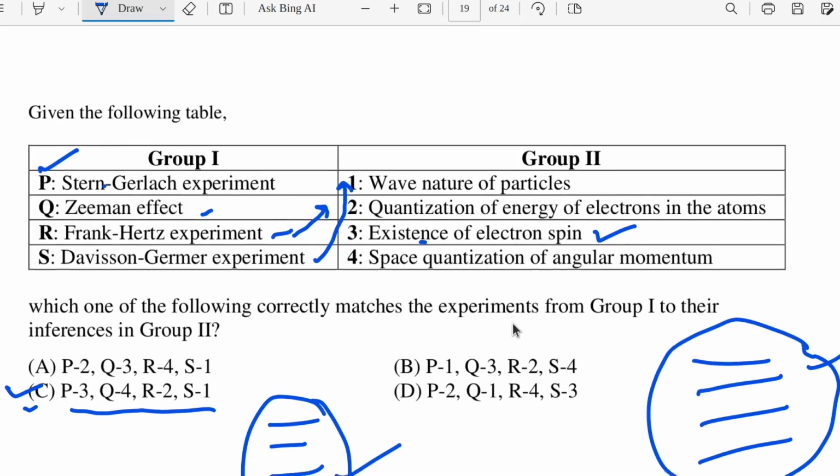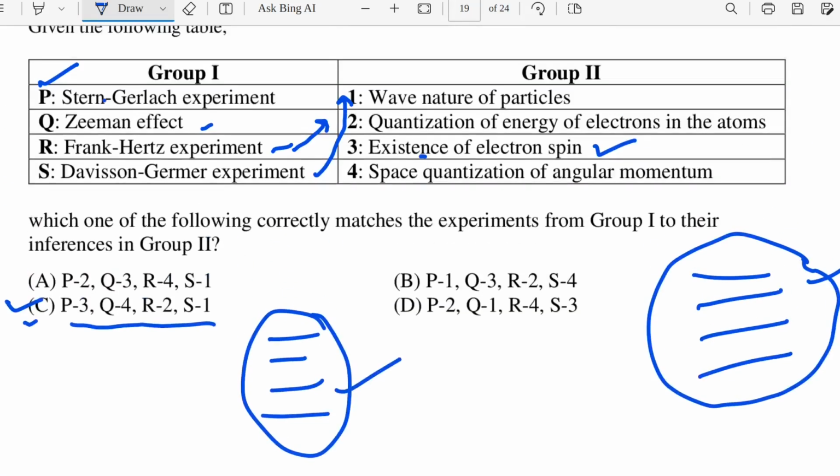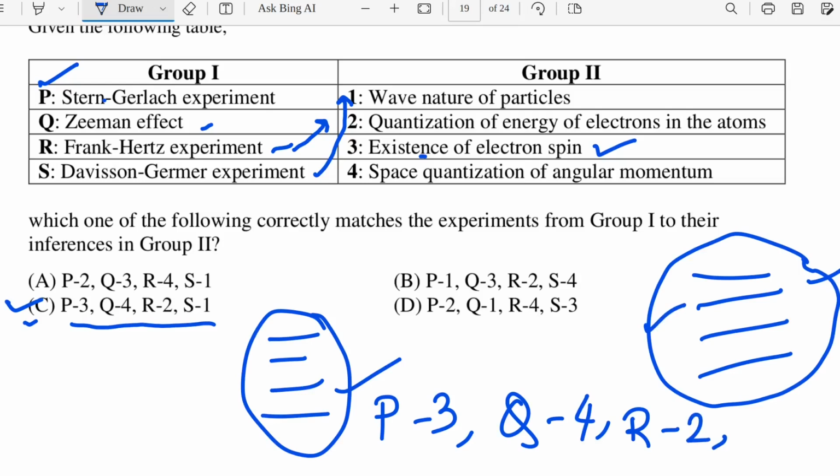Now if I summarize a little bit, the Stern-Gerlach experiment P is giving the existence of electron spin. Then Zeeman effect is giving the space quantization of angular momentum. Then the Franck-Hertz experiment is giving the quantization of energy of electrons in the atoms, as I told right now, so that one will be 2. And what about the Davisson-Germer experiment? It is giving the wave nature of particles. So this is the correct option. From these 4 options, obviously C is the correct one. So the answer will be C.